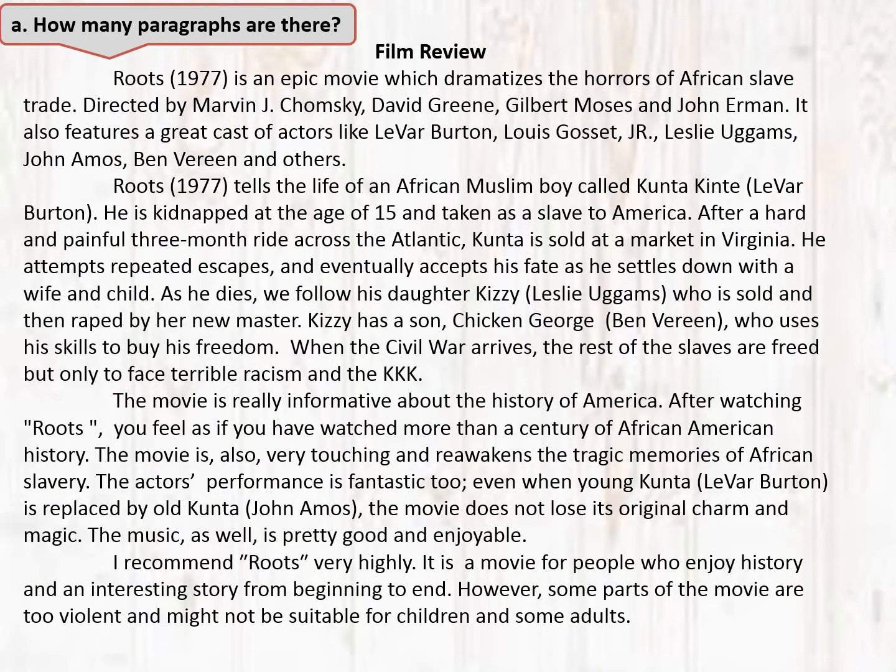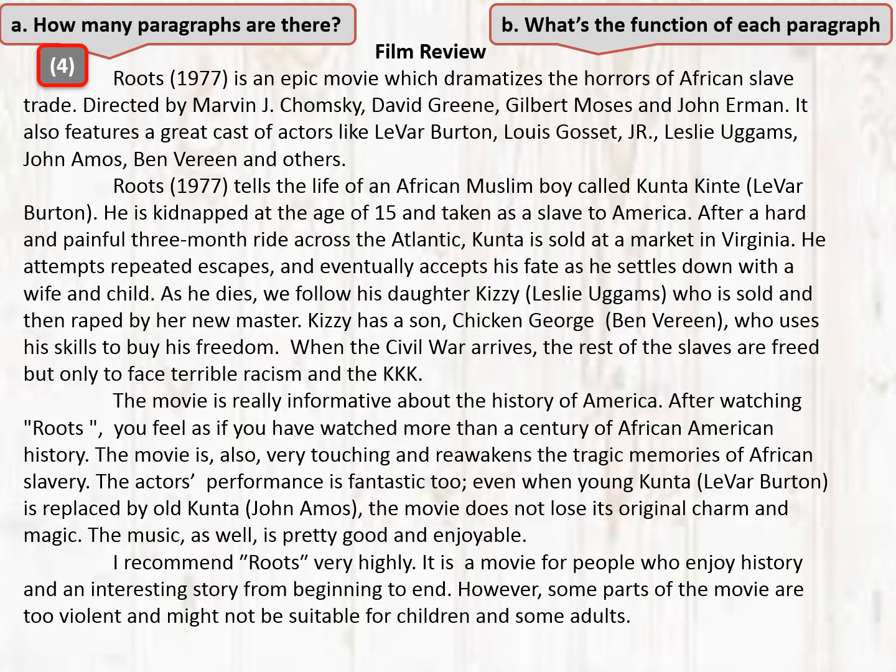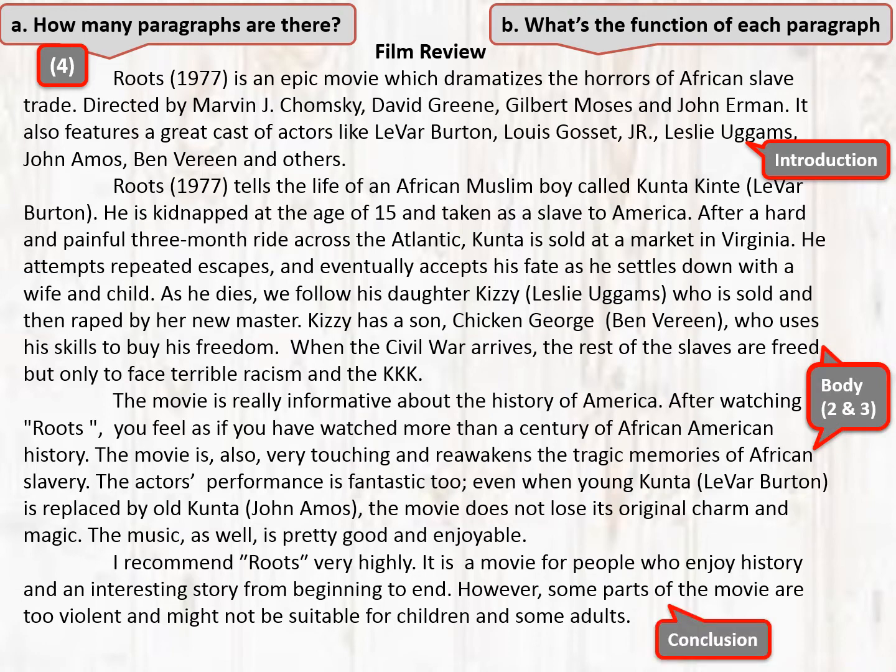Now, let's look at the review again and tell me how many paragraphs there are. Of course, there are one, two, three, four. Yes, there are four paragraphs. And what's the function of each paragraph? Of course, the first paragraph is an introduction. The second and the third paragraphs are the body, and of course the last one is a conclusion.